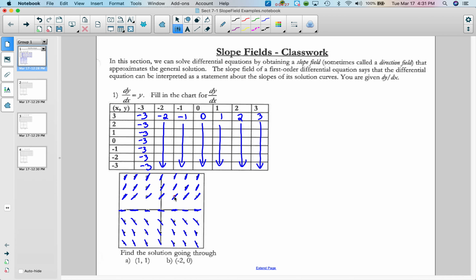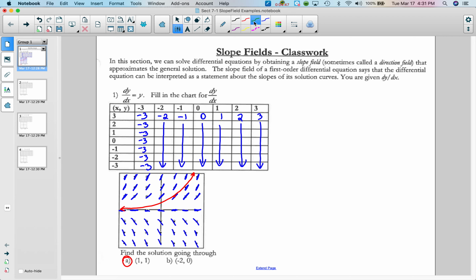So you would locate the point 1, 1, and then you want to draw a graph that kind of follows that stream. So it appears that this would be sort of a horizontal asymptote. And we would expect the graph then to go something like this. And that would be the graph that would have that particular solution.